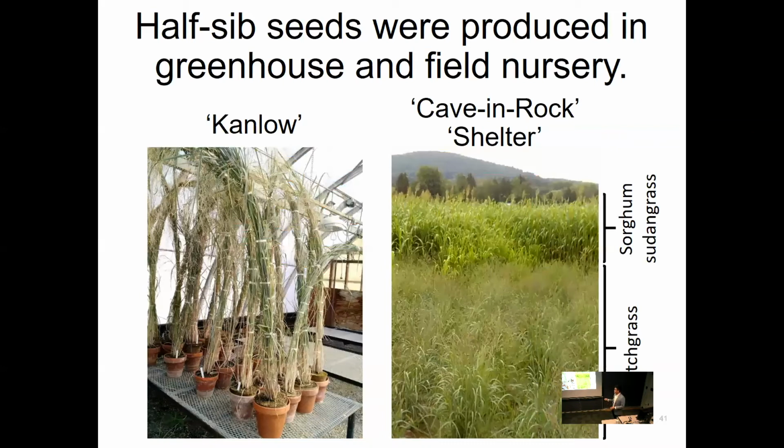I made a selection for Cave-in-Rock and Shelter, which are upland types, so I can produce them in the field easily. But I also produced the half-sib seeds of Kanlow in the greenhouse, because I use Kanlow as a lowland representative in this case, to have an idea of what the resistance in the lowland should be.